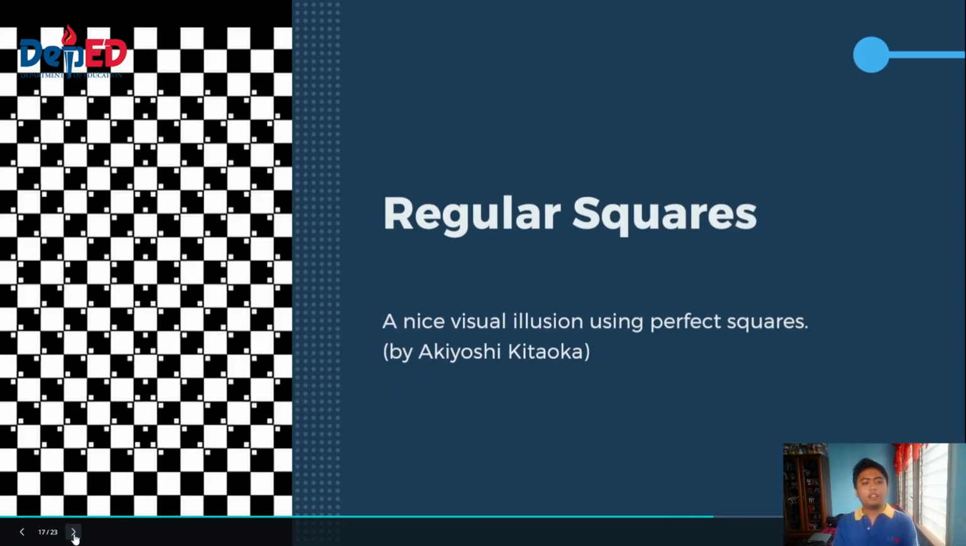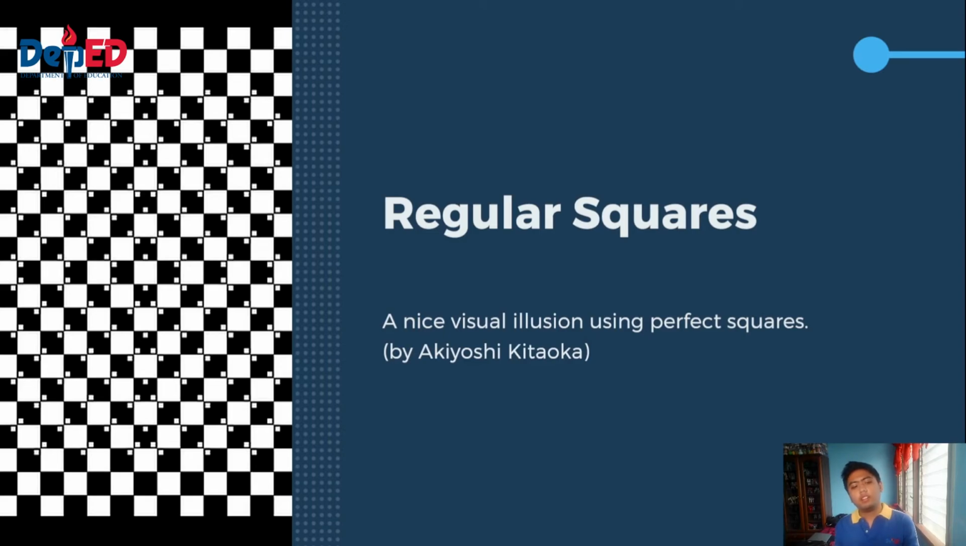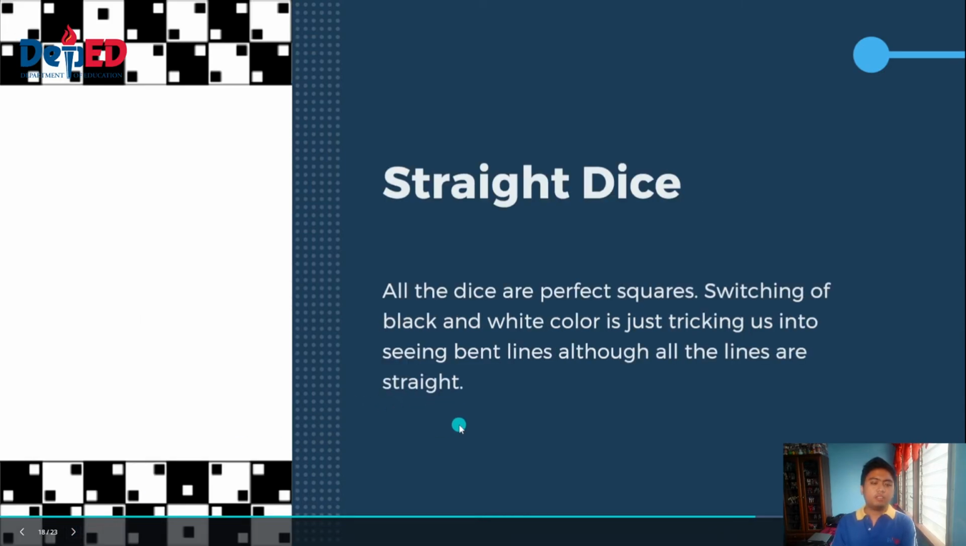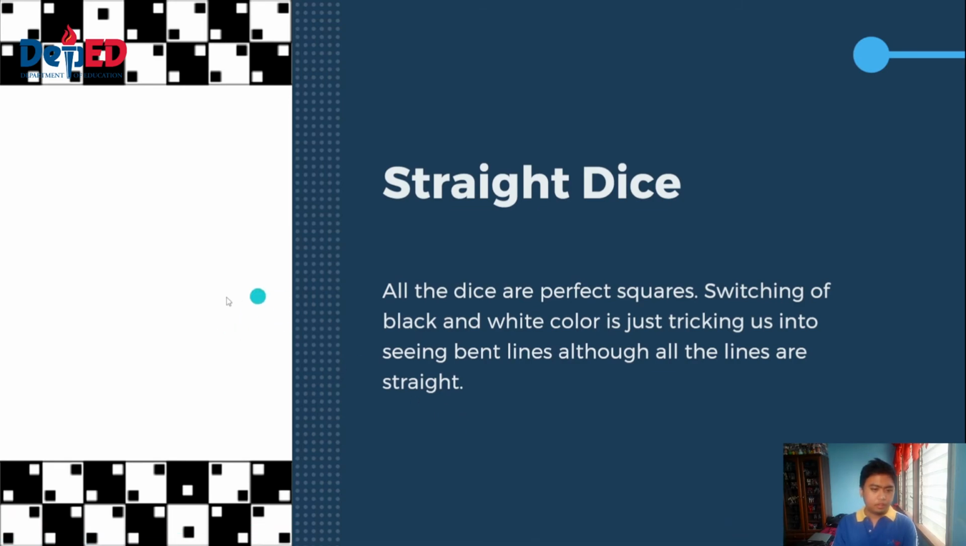Regular squares. Again, here, if you look at this one, you thought the squares are shrinking at the middle, but in reality, if you remove the smaller squares, it's just a plain old checkerboard. But because of the placement of those smaller squares, there's an illusion that your checkerboard is shrinking at the middle. Straight dice. Again, here the image is just too big. Because of the dice around, there's no drawing at the middle, but your mind is perceiving there's a dice at the middle.